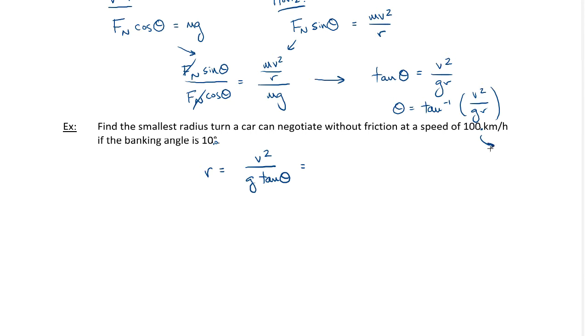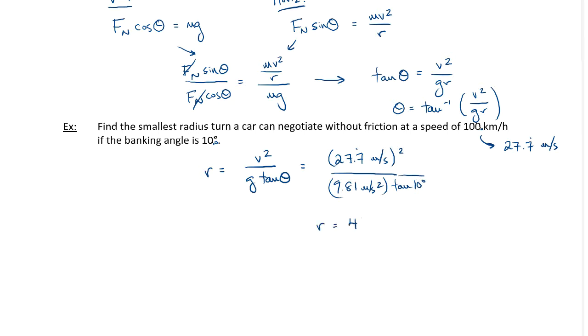Actually, first we need to convert this to meters per second, so dividing by 3.6 gives us 27.7 repeating meters per second, so now we're in SI units. So I plug that into the numerator, square it, divide by 9.81 meters per second squared, multiplied by tan of 10 degrees. And I get r is equal to 446 meters. So that's the smallest radius turn that the car could negotiate.